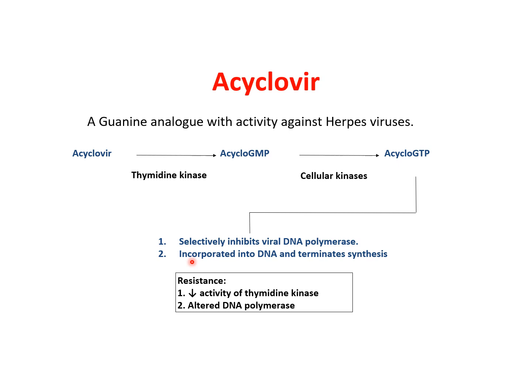Now, resistance to these antiviral medications has developed, and it occurs because of a decrease in the activity of the viral thymidine kinase, which can, of course, hinder its activation. It's necessary to have this viral thymidine kinase active for the activation of this drug. Another mechanism of resistance is altered DNA polymerase activity.